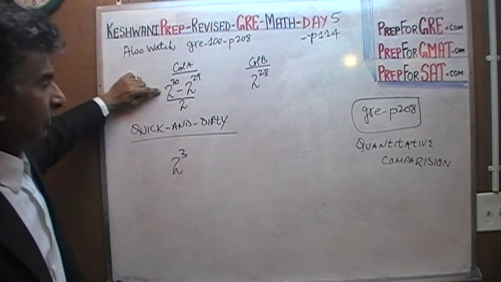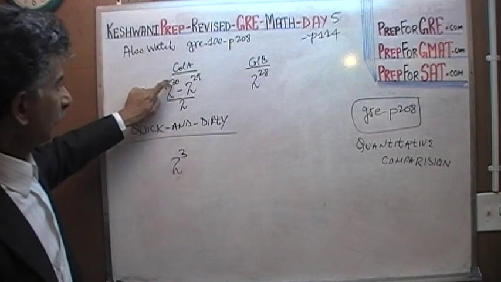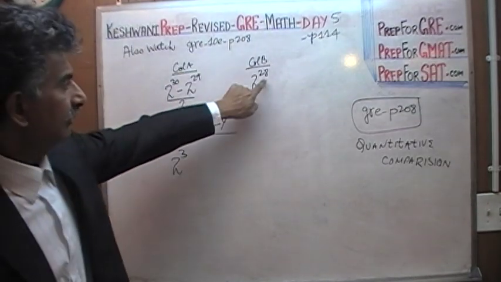So what did I just do? I reduced the power by 27. I subtracted 27 from it. I'm going to do the same thing to this guy.